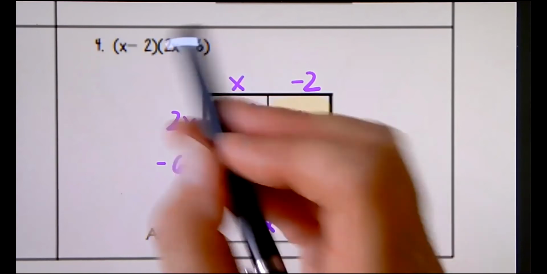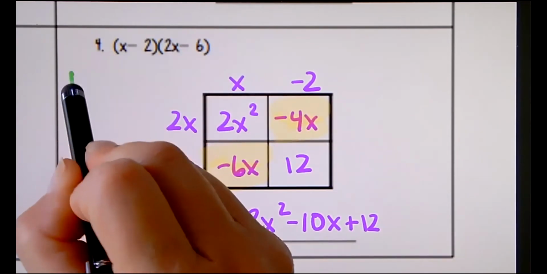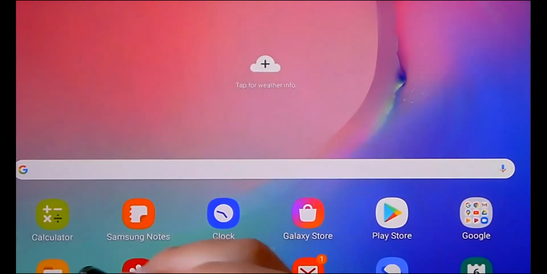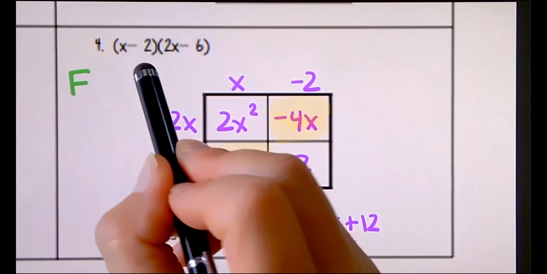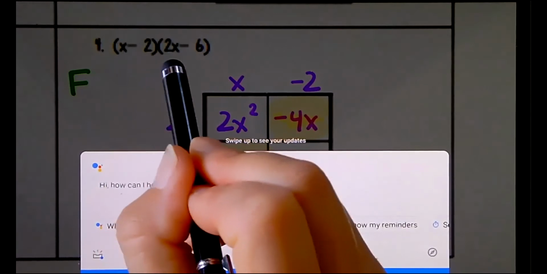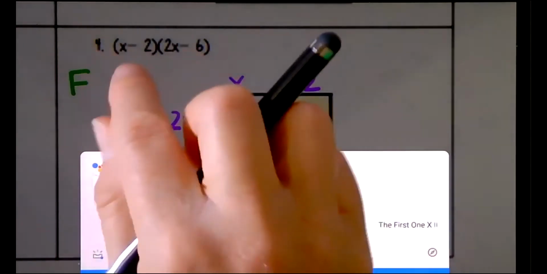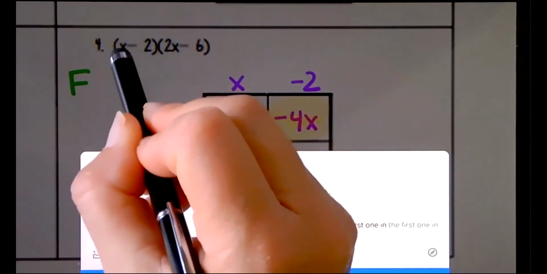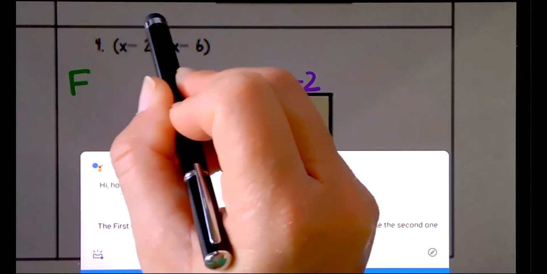Okay, so FOIL, first. First is when I take the first one times the second one. I mean, the first one and the first one, and the first one and the second one. So first is this.